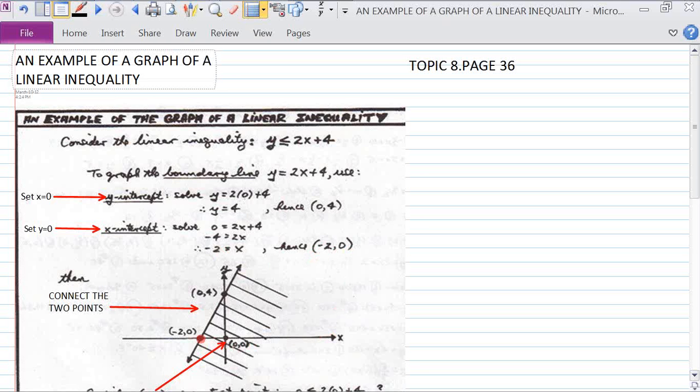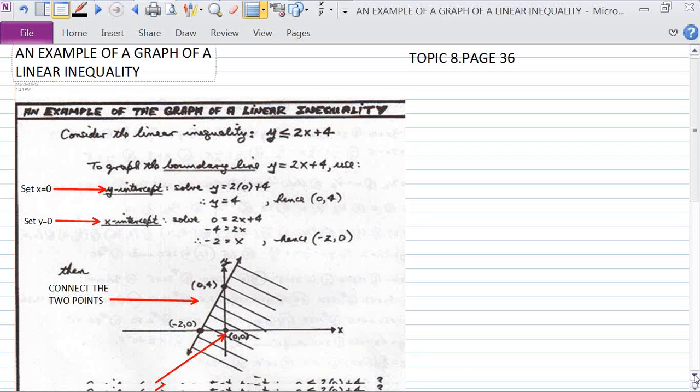That's this intercept here. So we found the y-intercept. Remember, the y-intercept is where the graph crosses the y-axis, and at this point x is 0. This is an x-intercept, and where this crosses the x-axis, y is equal to 0. Now we connect these 2 points. And because there's an equal sign right up here, this line is drawn without any dotting or any shading. So it's just drawn as a solid line right here.